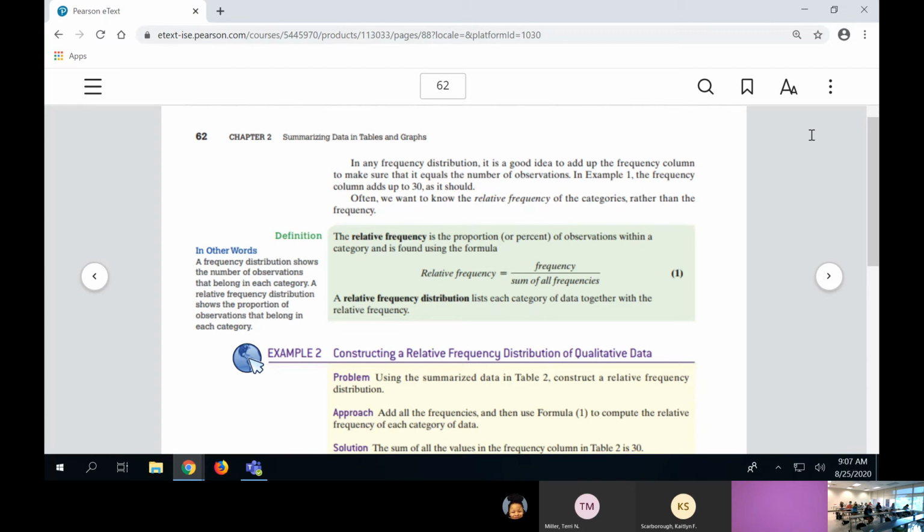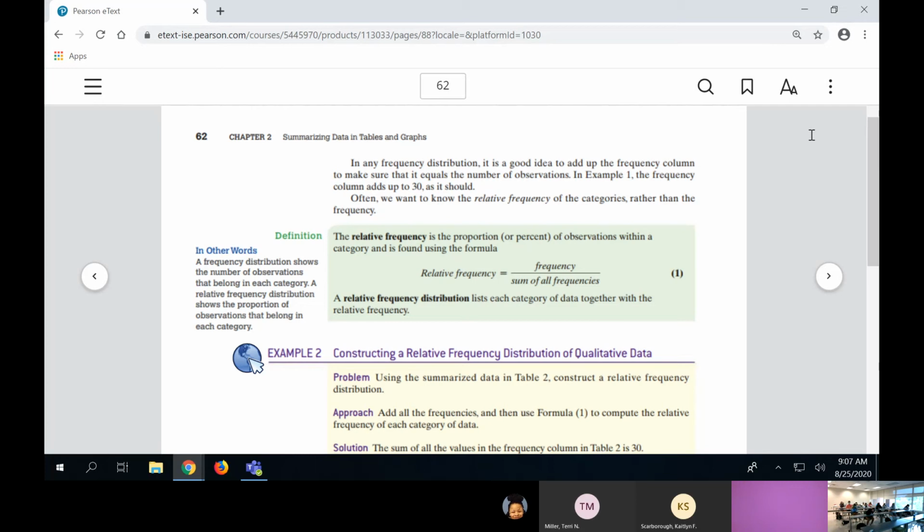Whatever. Relative frequency. Can anybody tell me what relative frequency is? Anybody want to give that a shot? It's a percentage. Relative frequency is your percentage. So relative frequency, just mark that out and put percentage. Or decimal, because you have to multiply the decimal times 100 to get the percentage.